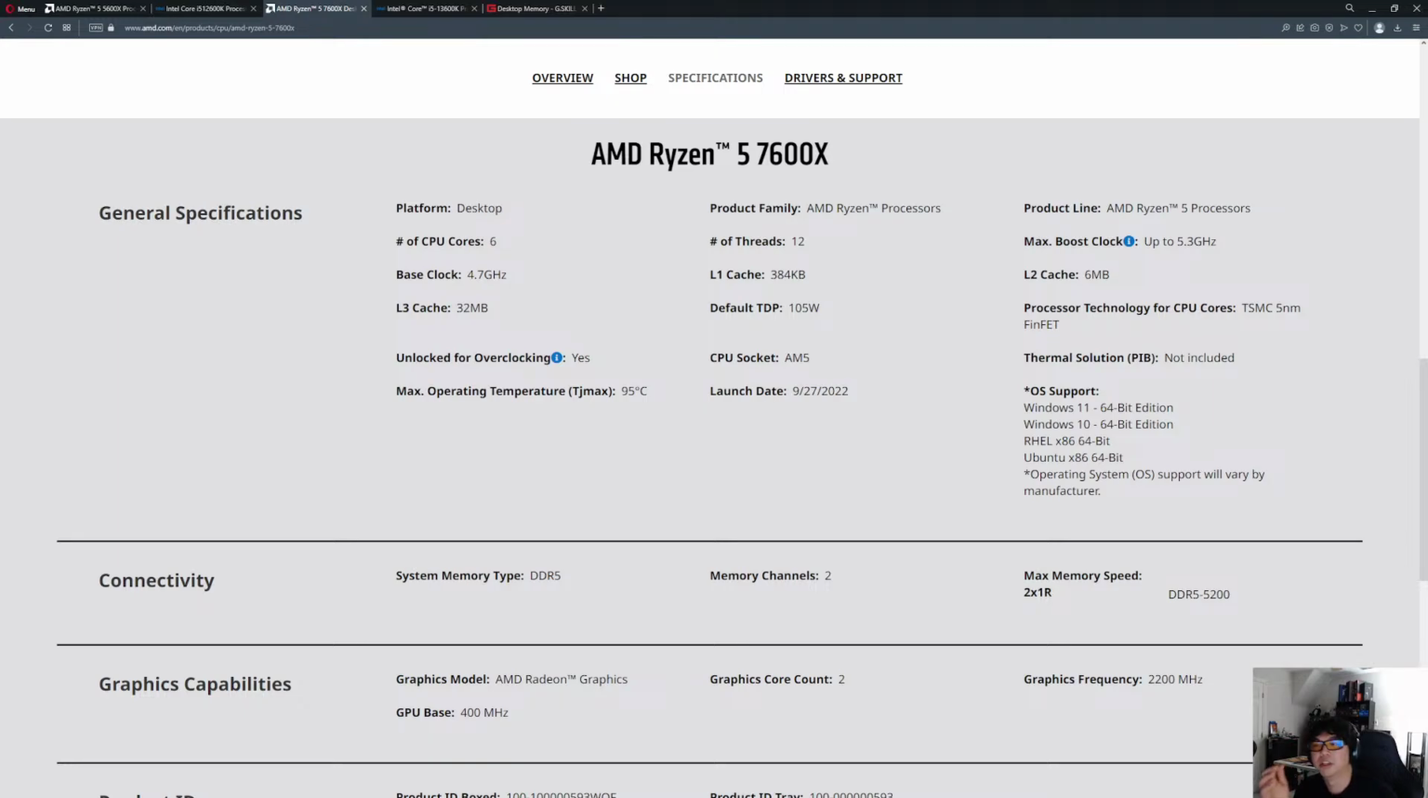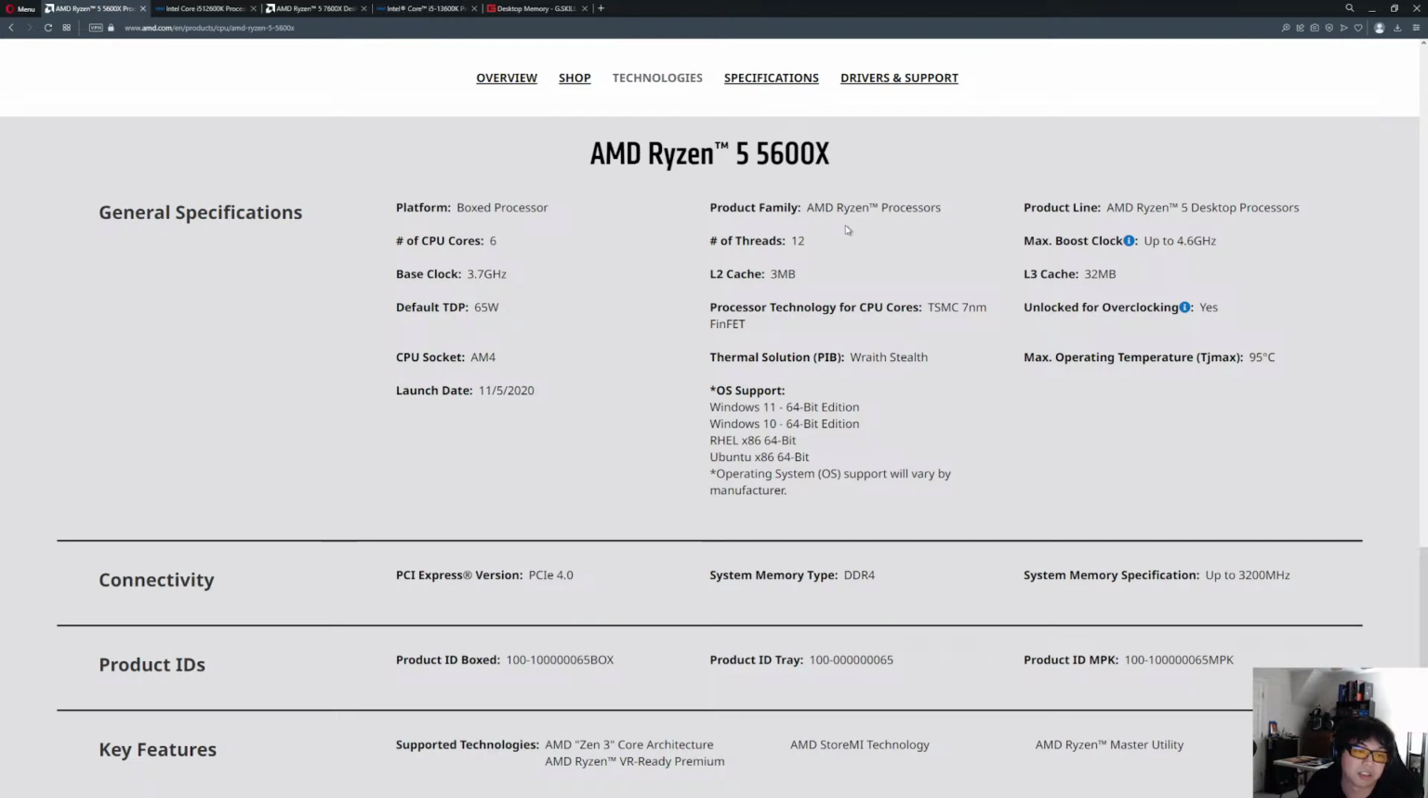So what you need to know if you are thinking about upgrading to a newer platform, either soon or this year or in the near future, is what's different about DDR5 compared to DDR4, or even if you're on DDR3 today and you're thinking about upgrading to the next generation, what that looks like. So this is the spec sheet for the Ryzen 5 7600X. I do have the 5600X, which is a DDR4 based CPU, for comparison.